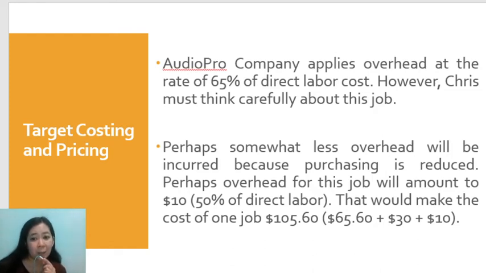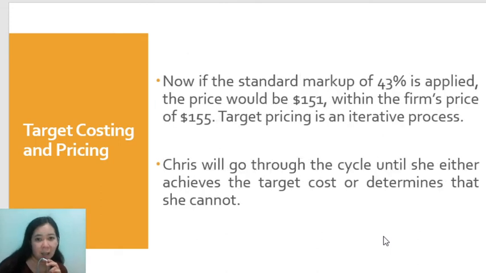Again, that would make the cost of one job 105.60. This cost already incorporates the reduced savings on direct materials, direct labor, and factory overhead. So in this case, they were able to cost this job at 105.60. In that case, if the standard markup of 43% were applied, the price would now be $151.